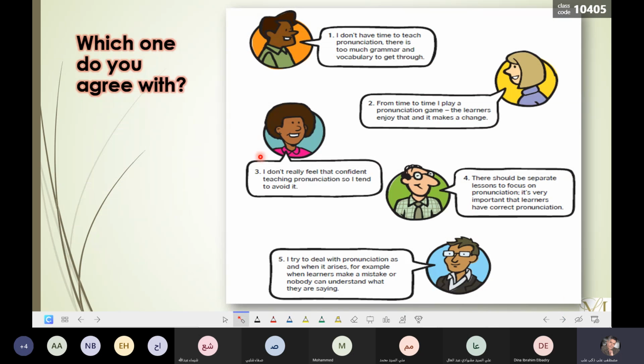The first thing we need to start with today is to read about the opinions of different teachers. As you can see, there are many teachers talking about pronunciation and teaching pronunciation. I want you to read and decide which one you agree with. Okay? Do you agree with speaker number 1, 2, 3, 4, or 5? Okay?